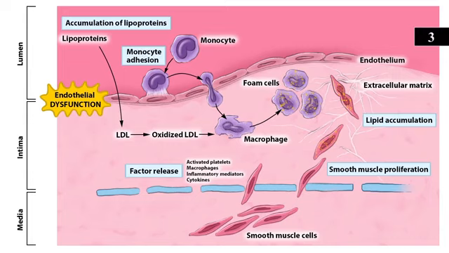And if this plaque ruptures, that's going to trigger platelet aggregation and thrombosis, which results in an acute ischemic event, like an MI or a stroke or an ischemic limb.